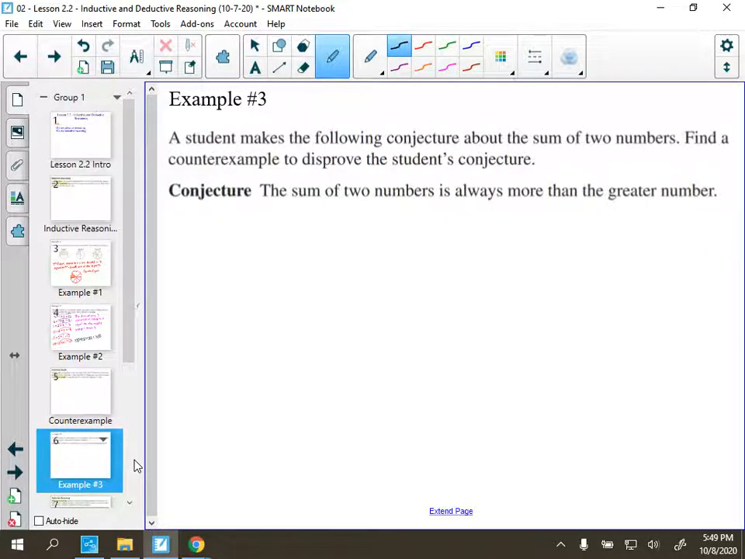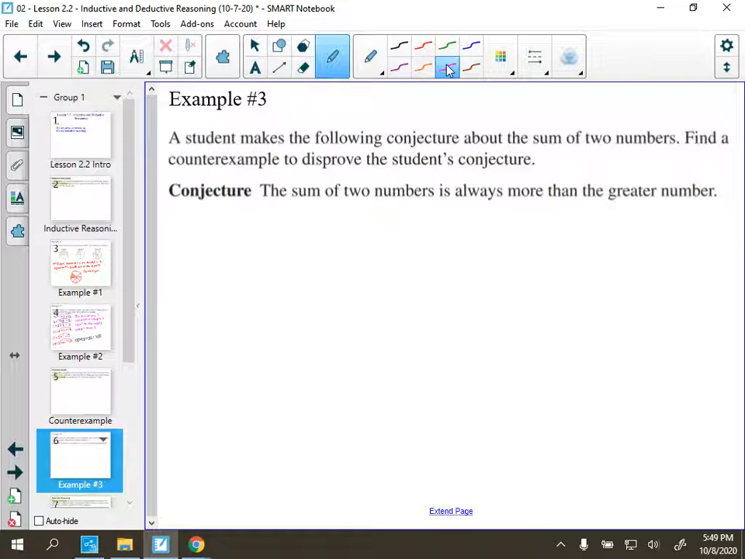So here's the example. A student makes the following conjecture about the sum of any two numbers. They don't have to be consecutive. It doesn't say anything about consecutive, so just pick any two numbers. The conjecture: the sum of any two numbers is always more than the greater number.